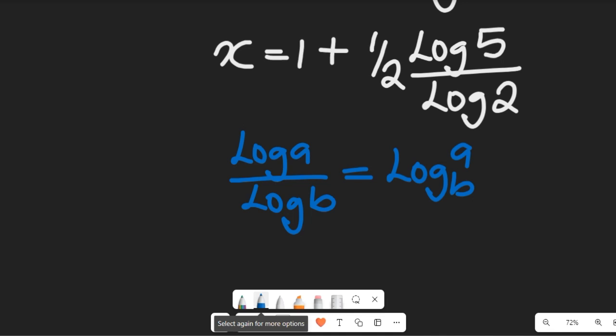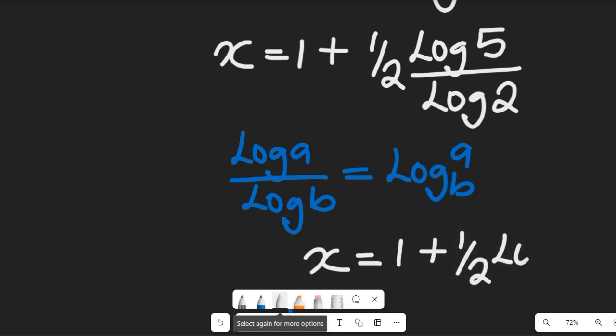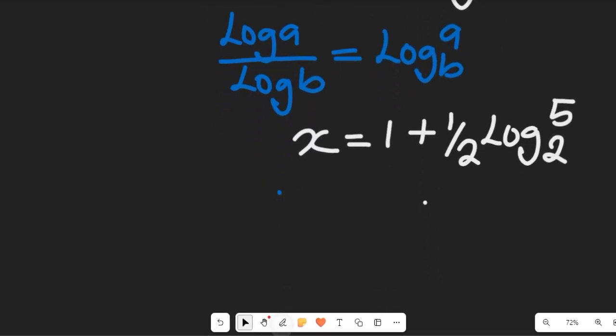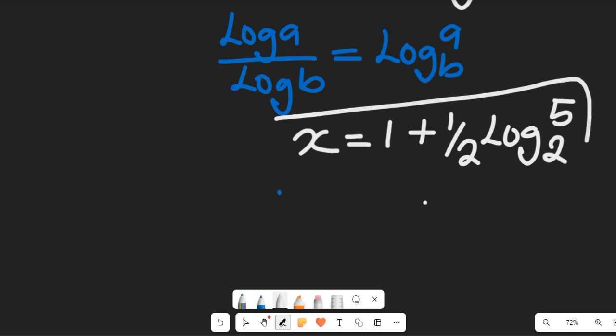So I can apply it over there to make my x now equal to 1 plus 1 divided by 2 log 5 base 2. And that becomes the solution to that math expression given to us up there. So the value of our x is equal to this.